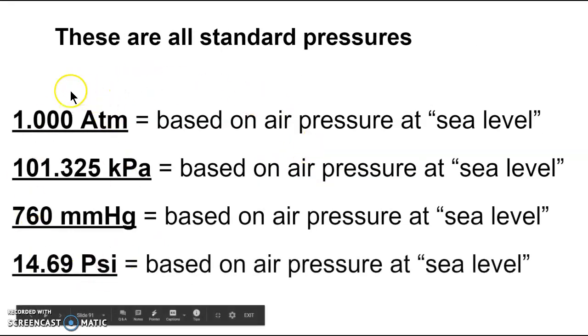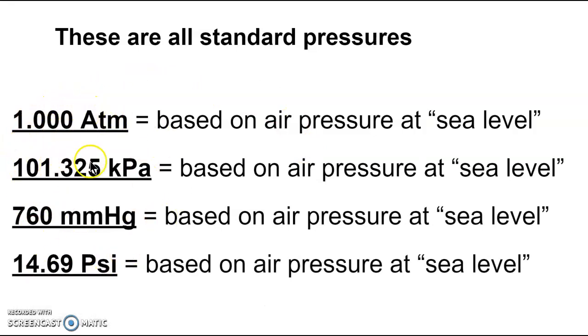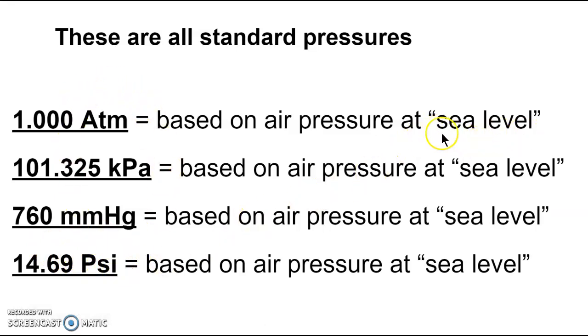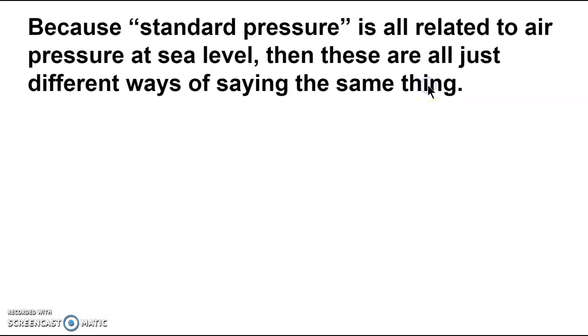These pressures here are the actual numbers, right? 1 atmosphere is 101.325 kilopascals, 760 millimeters of mercury, and 14.69 psi, pounds per square inch. All of these were taken at sea level. They're all standard pressures because they were all taken at the same place.